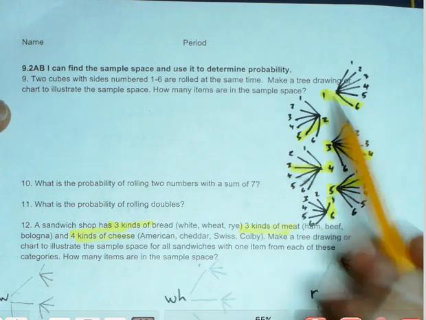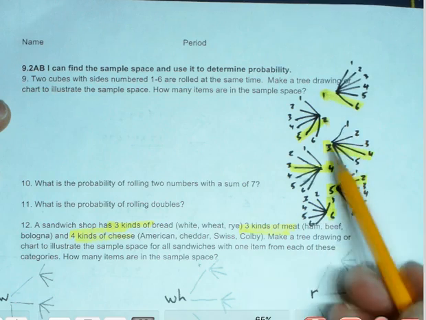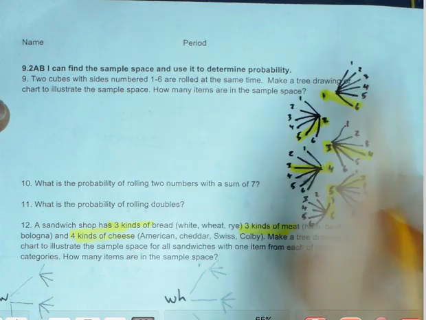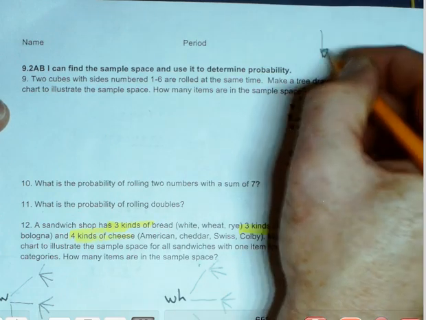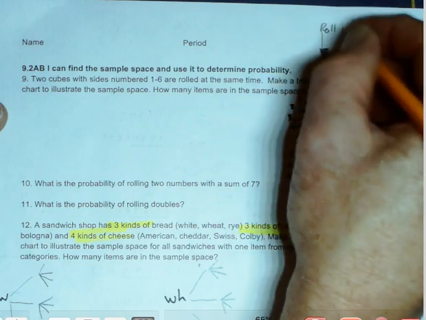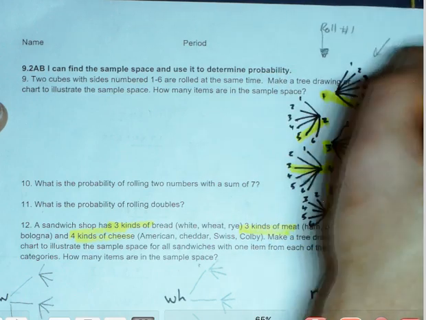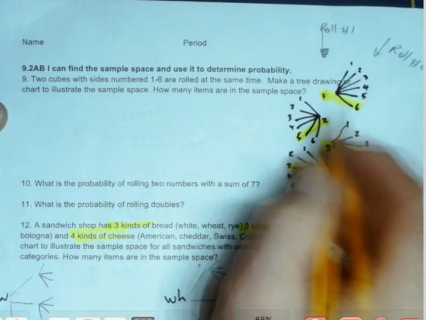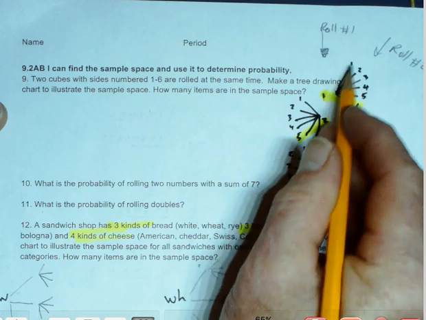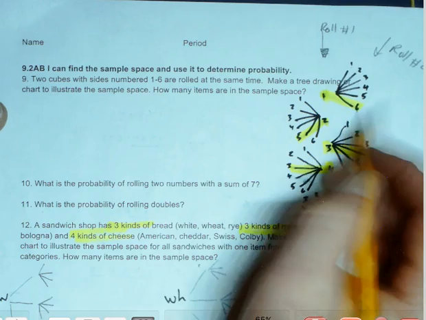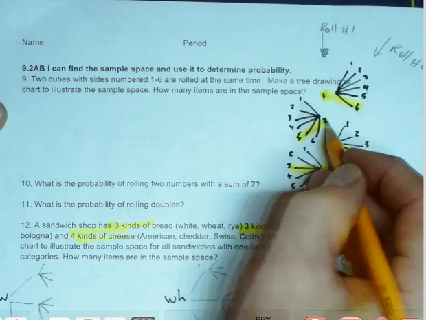So here I could have rolled a 1, a 2, a 3, a 4, a 5, or a 6. If I rolled that 1 the first time, this is roll 1, and these little branches out here are roll number 2. So if I rolled a 1, the second time I could have rolled a 1, 2, 3, 4, 5, or 6. If I rolled a 2, the second time I could have rolled a 1, 2, 3, 4, 5, or 6.